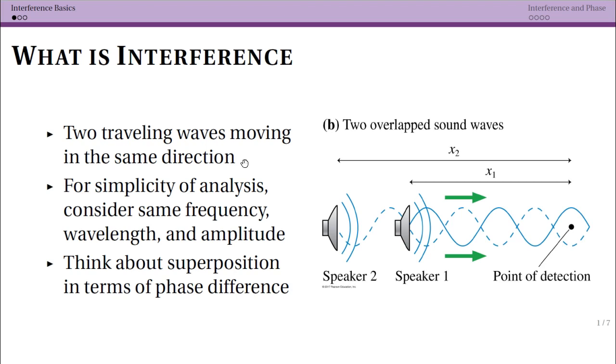For the simplicity of analysis, we're going to consider the same frequency, wavelength, and amplitude. So that's going to be an assumption of all of the math we're doing right now. Now, obviously, we can combine together waves that don't have the same frequency or wavelength or amplitude, and you're going to get slightly different phenomena if you do that. So right now, just for simplicity's sake, assume that we're talking about two waves that are really the same.